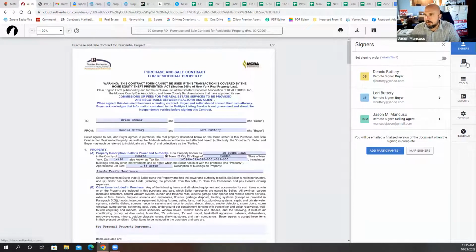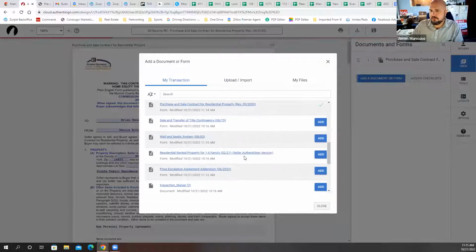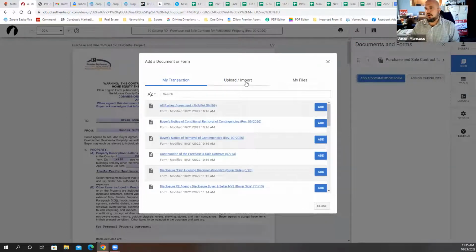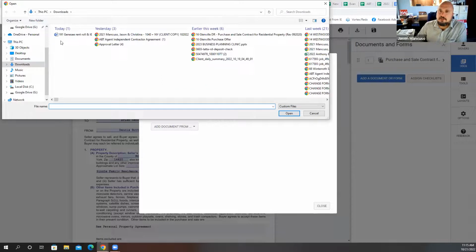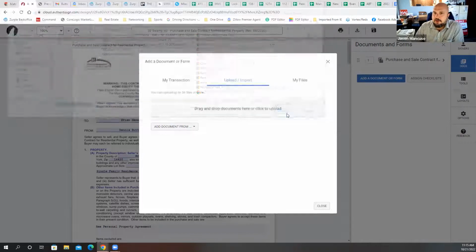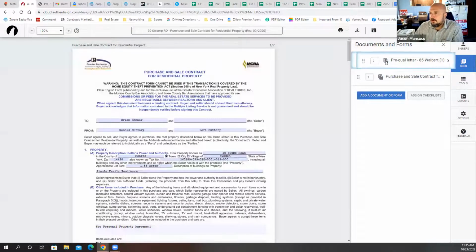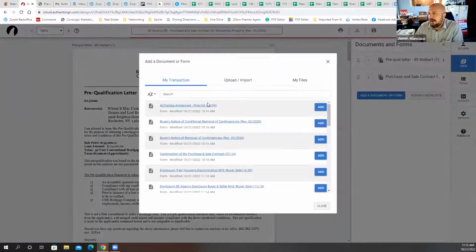Then it brings it here. Next is the documents that you want to have included in it. And I like a certain order to this in terms of a presentation. So what I like to have first is their pre-qualification letter. So that's not something that's saved in the transaction desk. So you got to go to your documents on your computer and find it. So that's there. From there, go back and keep adding.